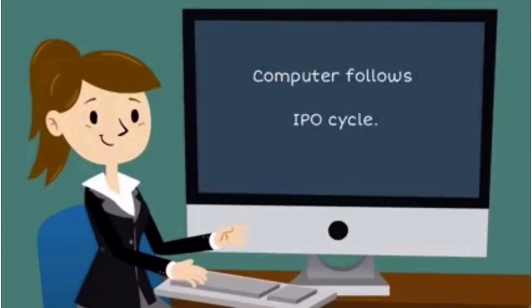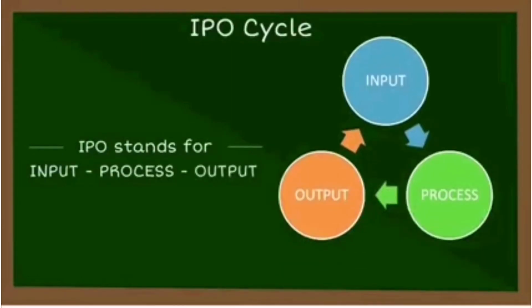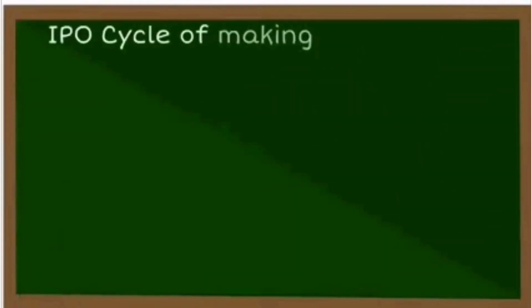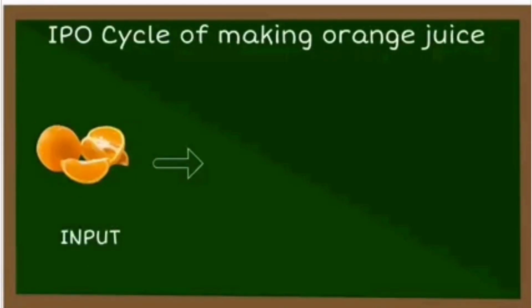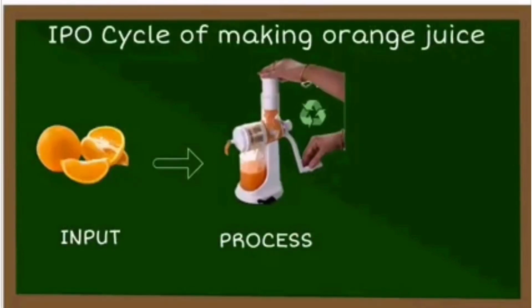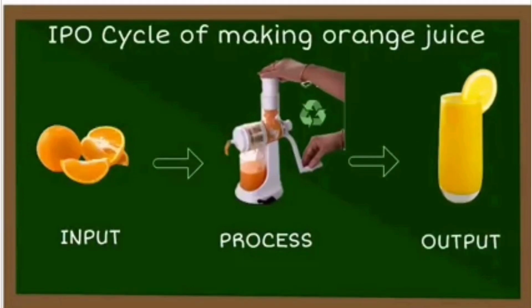Now we will learn how a computer works. Computer follows the IPO cycle. Now, I will tell you what an IPO cycle is. IPO stands for input, process, and output. Here is a block diagram you can see. To understand the IPO cycle, let's see some real life examples that we can look around us. We take an orange as input, then put it into the mixer grinder, and we get a glass of orange juice as output.